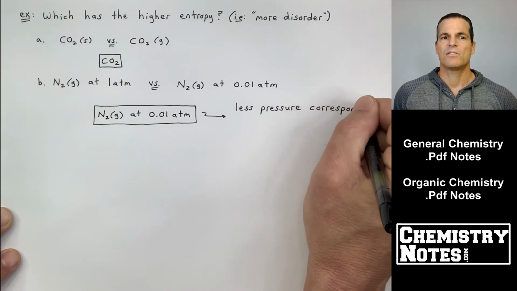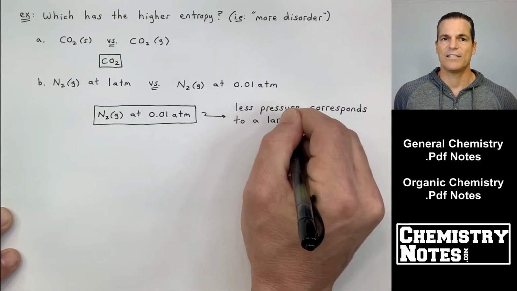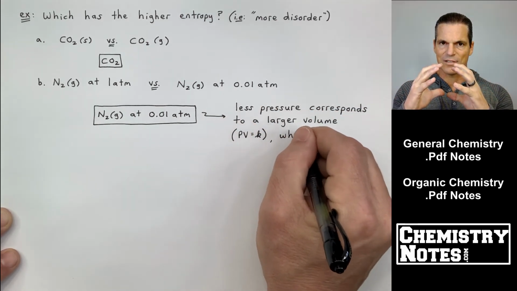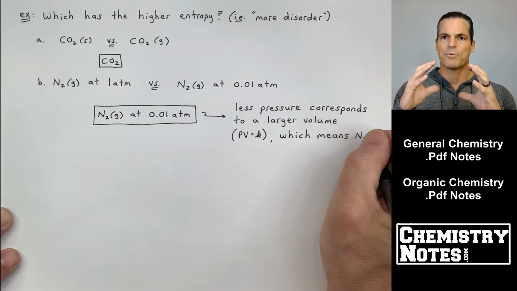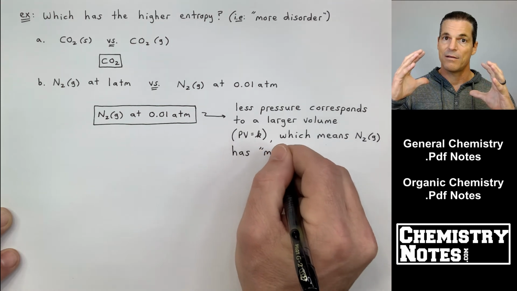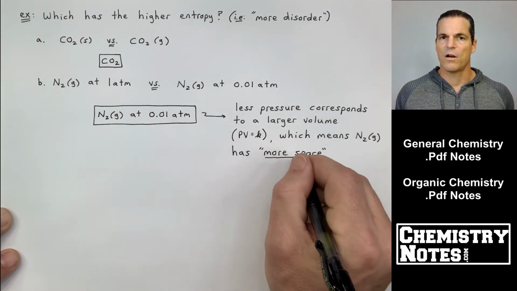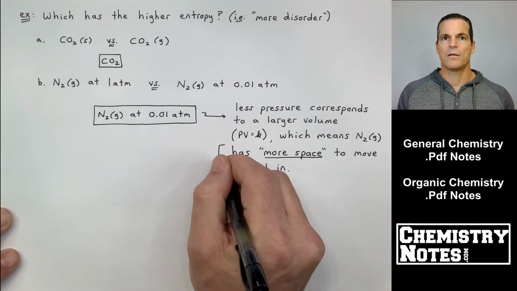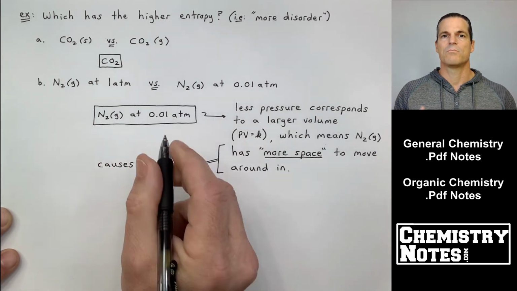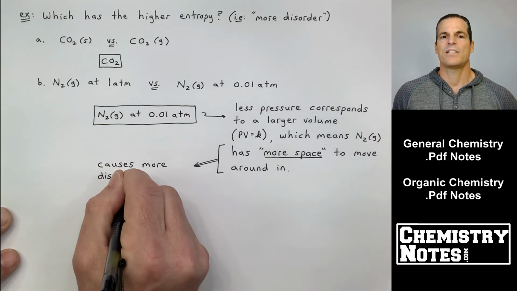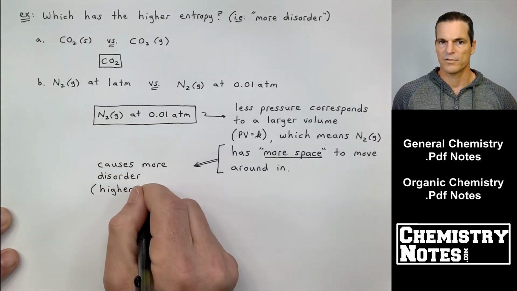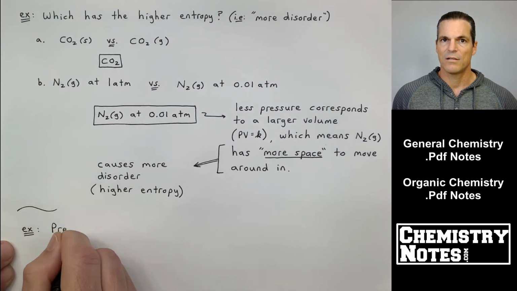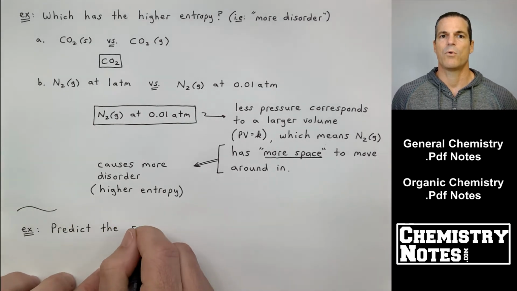B, the answer is going to be the nitrogen that's at the least amount of pressure. Look at my hands here. If I'm increasing pressure, volume decreases, right? Remember Boyle's law? So less pressure, here's me letting up on the pressure, right? More volume. If there's a larger volume, then the gas molecules are free to move around in more randomly associated ways. This larger volume means more disorder for a gas, okay? So it says less pressure corresponds to a larger volume, Boyle's law, PV equals K, which means N2 gas has more space to move around in if the pressure is less. So the N2 gas at 0.01 atm is our answer.